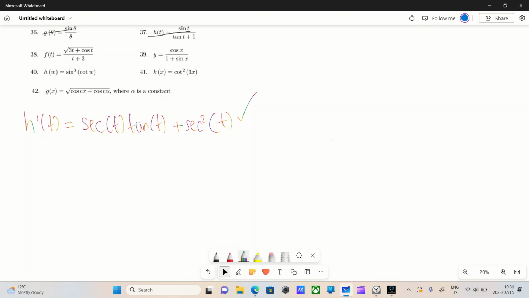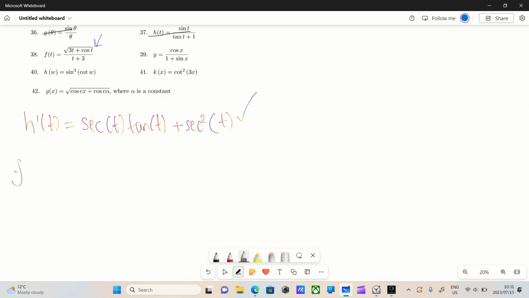We then have the next one. F of t is equal to the 3t plus cosine t raised to the half power, the square root meaning taking the half power, divided by t plus 3. This would be the quotient rule, the chain rule, and situation 2 for trig rules.